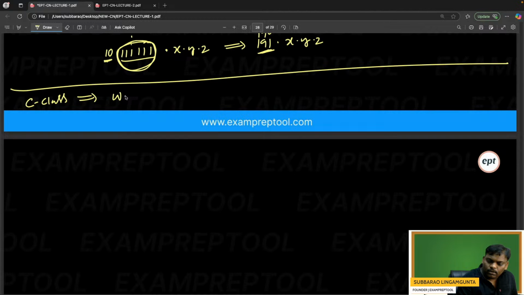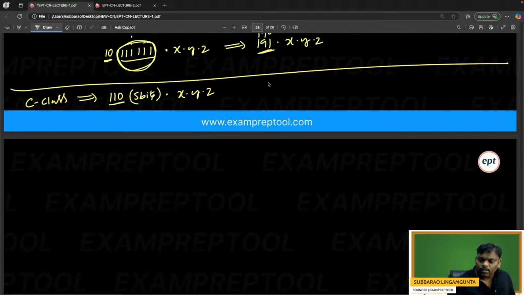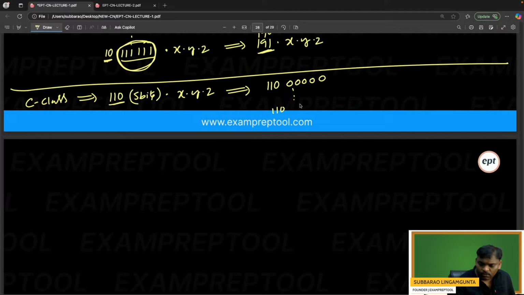W dot X dot Y dot Z. So now, what does the W mean? Let me write it directly. What is the meaning of W? You know very well. 110 followed by 5 bits, total 8 bits. The rest is the same, x dot y dot z. So what is the meaning? 110 followed by 5 zeros, and 110 followed by 5 ones. The remaining is the same, x dot y dot z.